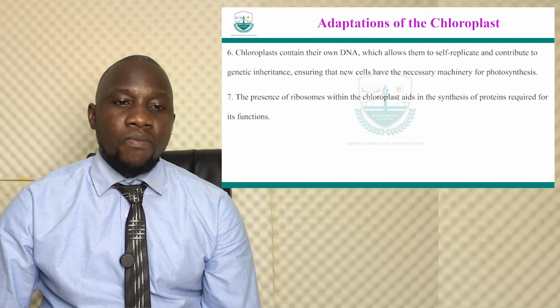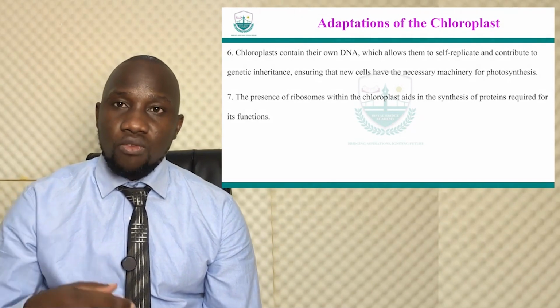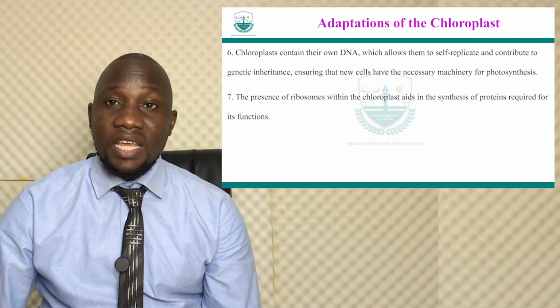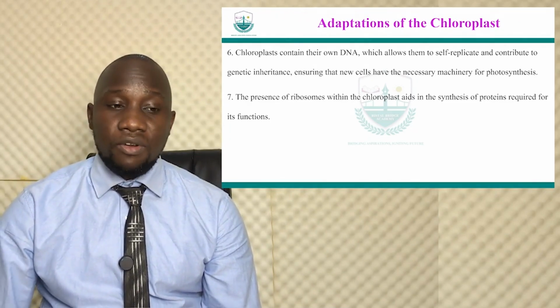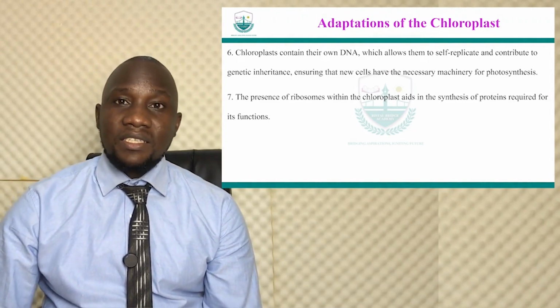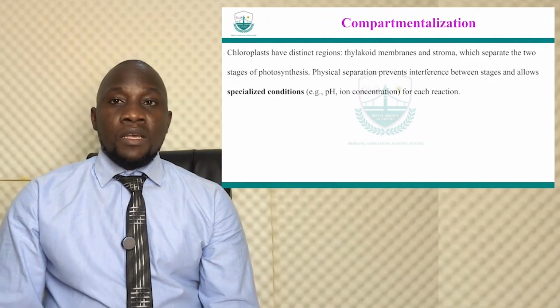Okay, and then you have DNA within the chloroplast. That means that they can control the process of making certain proteins that they actually need. So we can say that the chloroplast can self-replicate. Presence of ribosomes actually means that they can synthesize the proteins that they need for the process of photosynthesis.